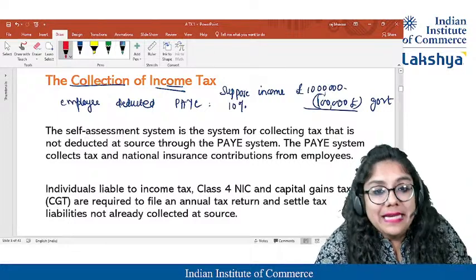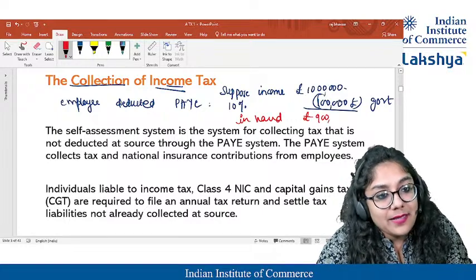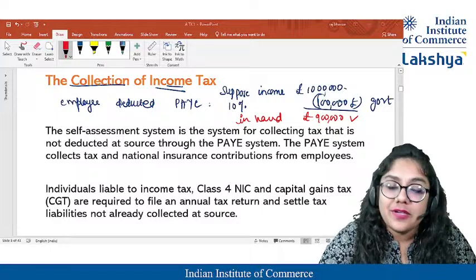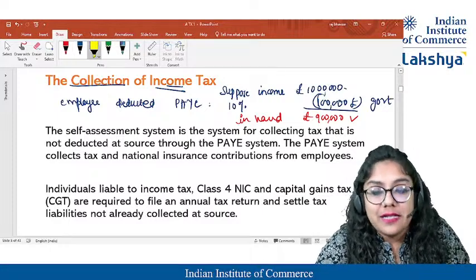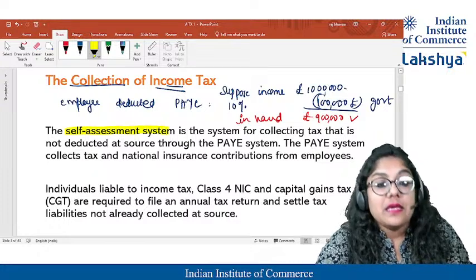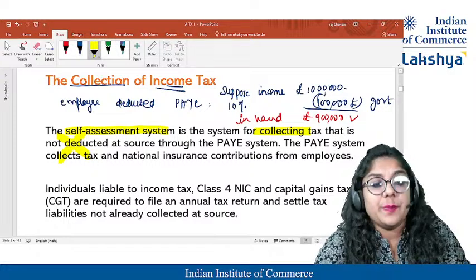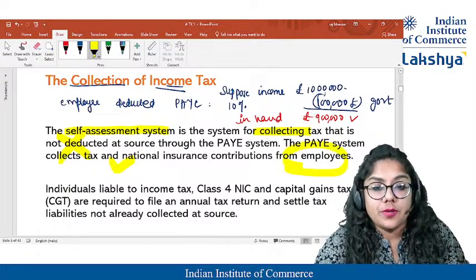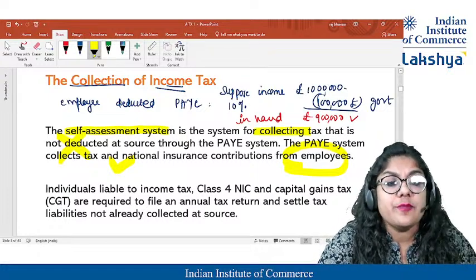So in hand I'll get how much? In hand I'll get only 9 lakhs. Seriously? Yes. So I'll get the amount after deduction. Just read it. The self-assessment system is a system for collecting tax that is not deducted as per PAYE. The PAYE system collects tax and contributes it. So the self-assessment system is a system for collecting tax that is not deducted.